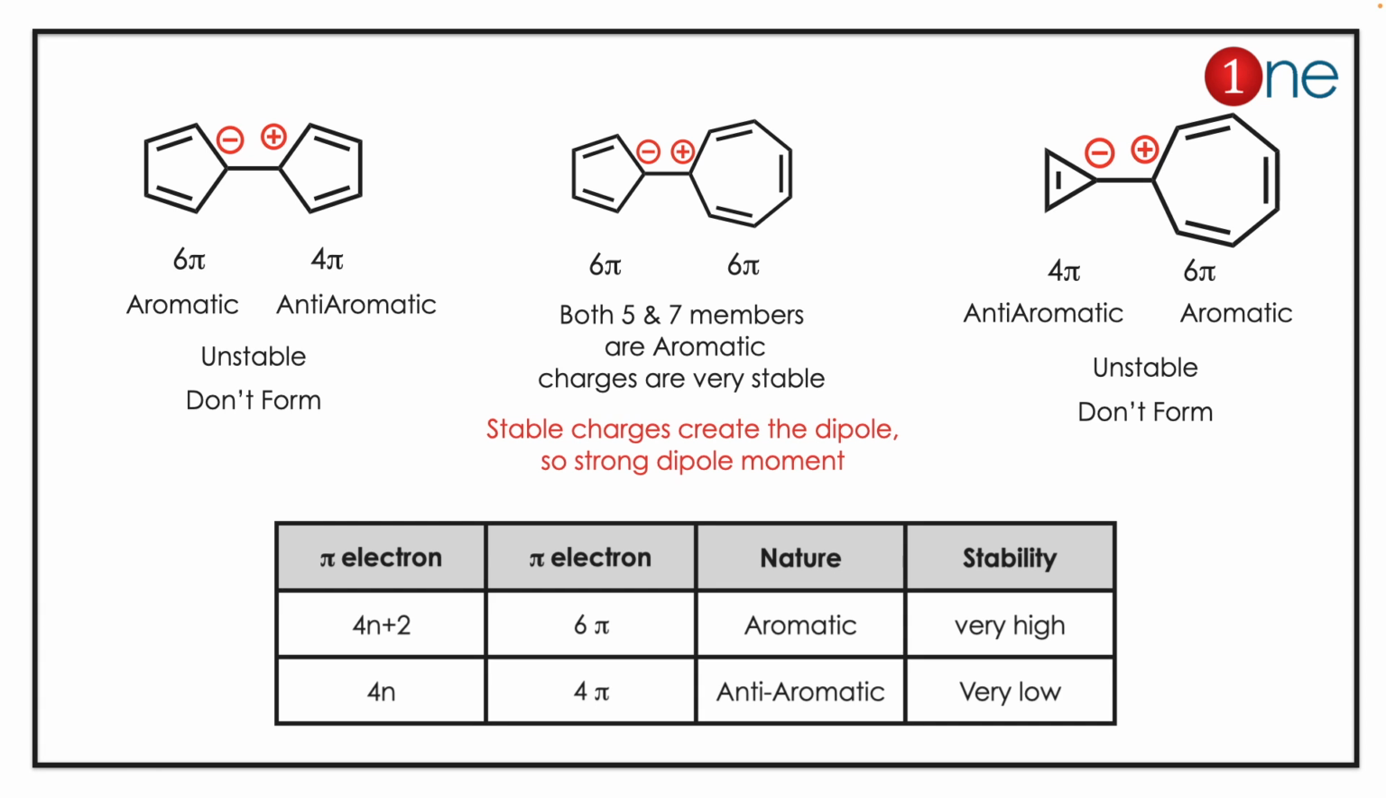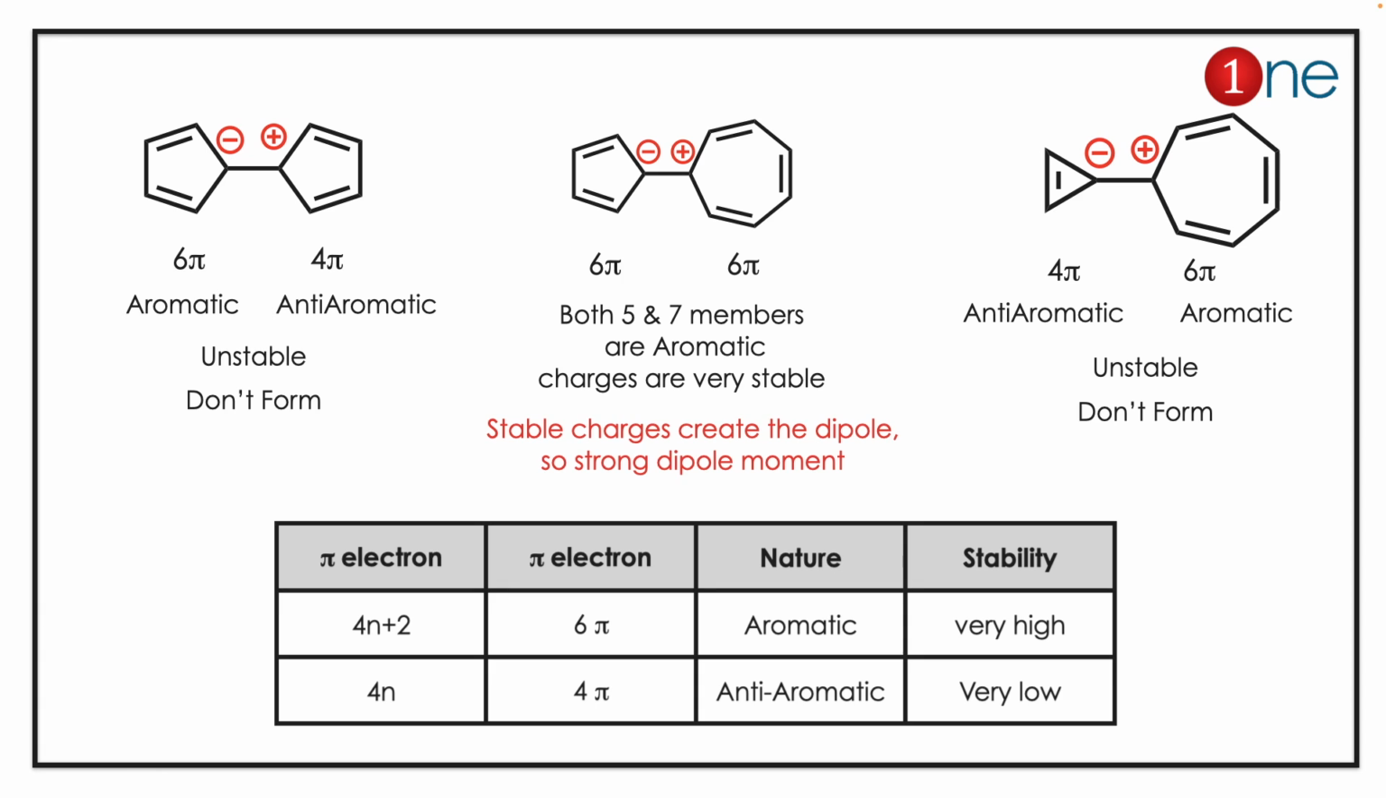Let us analyze P, Q, R. In P, one ring is aromatic, one ring is anti-aromatic, so charge separation will not be there. R is also in the same condition, one ring is aromatic, another ring is anti-aromatic, so it will not form either. Only choice is Q.